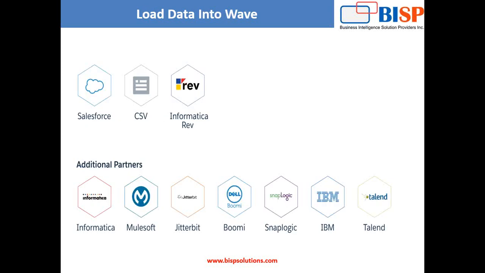As you can see here, these are the additional partners. To bring data from SAP or any other technology into Wave, we'll take help of these partners: either SnapLogic, Dell Boomi, Jitterbit, Informatica, Talend, or IBM. To bring data directly from Salesforce, we have a Salesforce connector, which we can use to directly bring the data from Salesforce into Wave. Then we have the CSV connector, which helps us load data directly from CSV files.